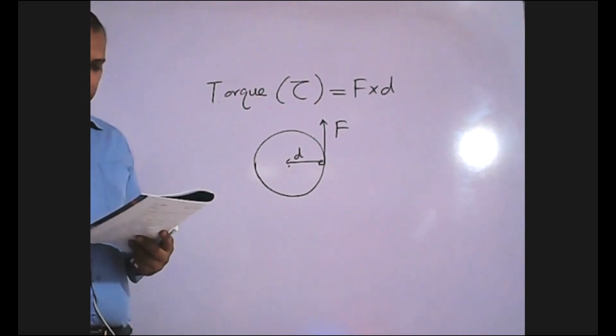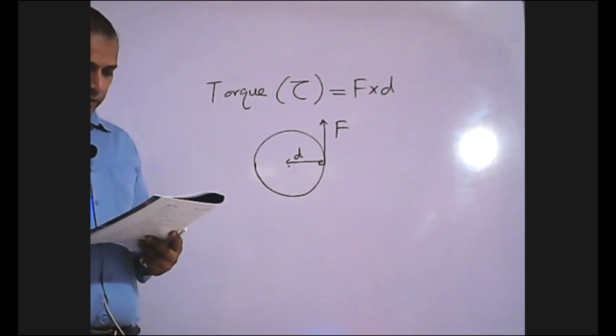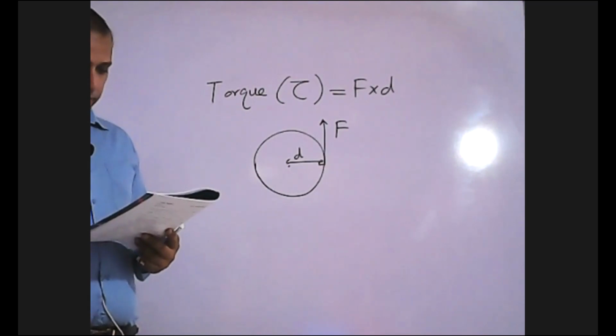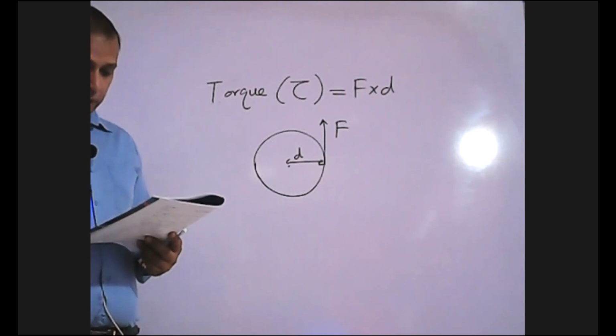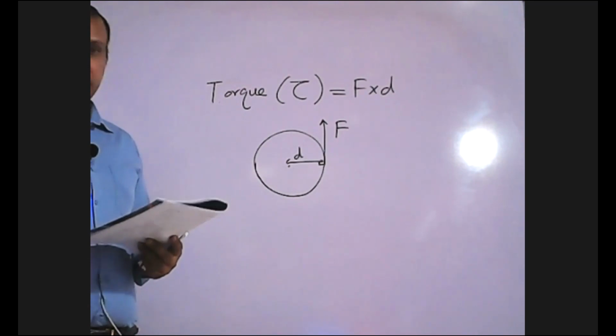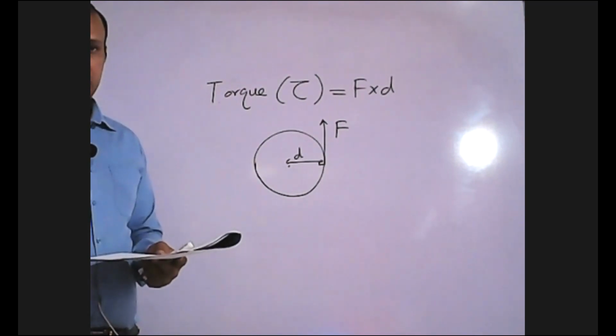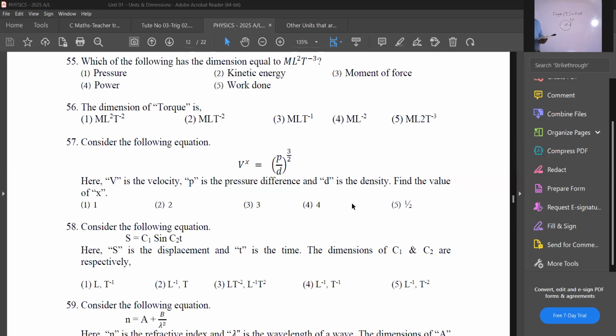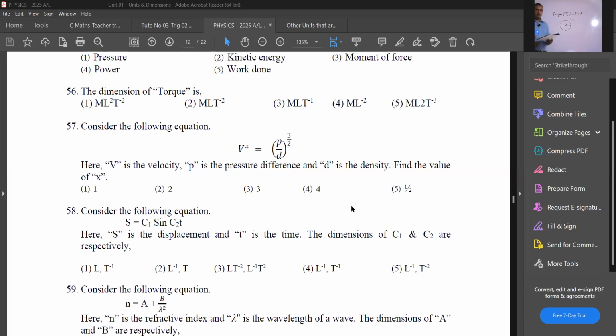57. Consider the following equation. Here V is a velocity, P is a pressure difference, D is a density. Find the value of X. So what is the answer for question number 57? I need your response. So 3. The third answer. Yes, very good. Others? Is that correct? Third answer.